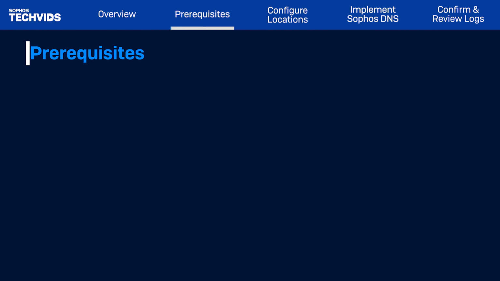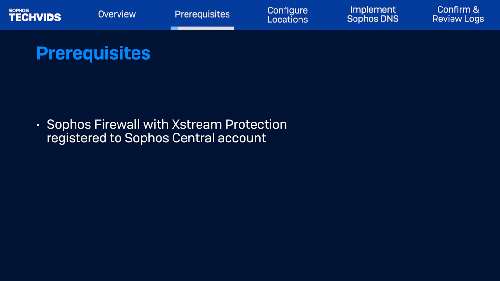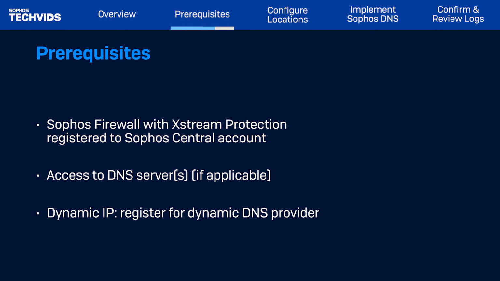To use Sophos DNS protection, you'll need a Sophos firewall with an Extreme Protection subscription registered to your Sophos Central account. Depending on your network, you may also require access to your DNS servers. If you have a dynamic IP, you'll need to register for a dynamic DNS provider. Let's get started in Sophos Central.